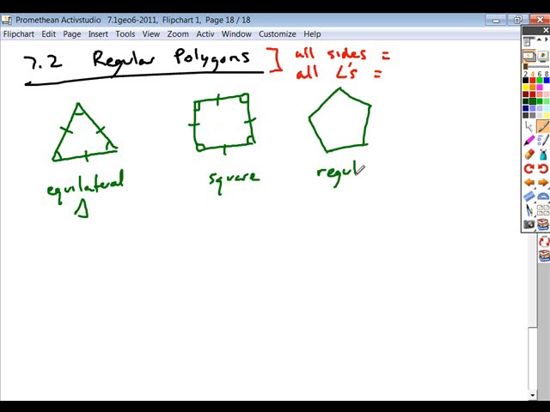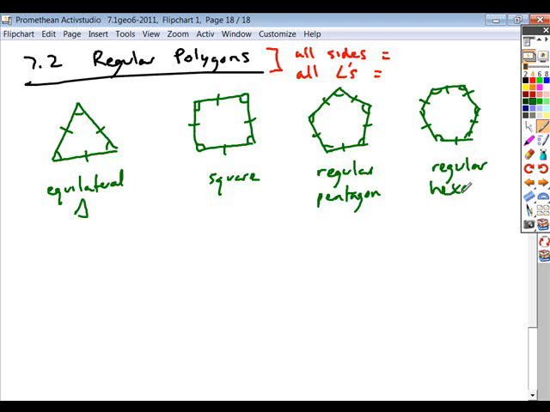So if we had all equal sides, all equal angles, we're looking at a regular 5-sided pentagon. If we had 6, again, all sides equal, all angles equal, it would just be referred to as a regular hexagon. And this extends all the way up to whatever n number of sides you might be using.